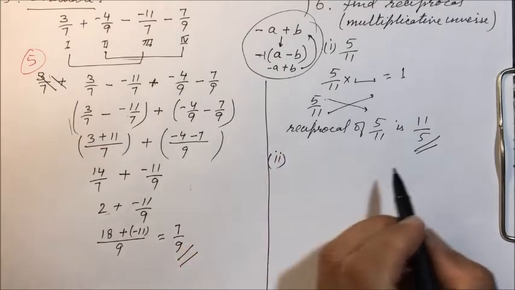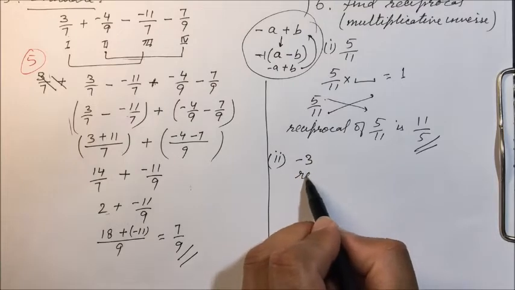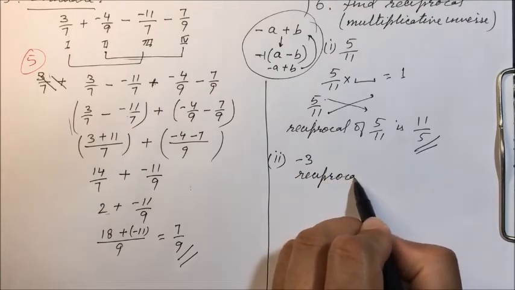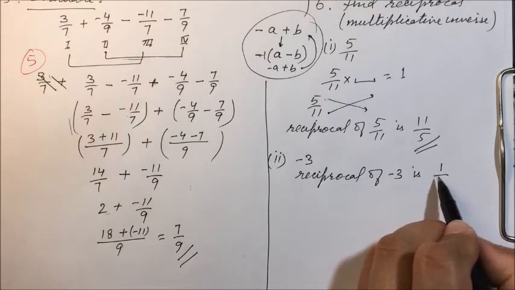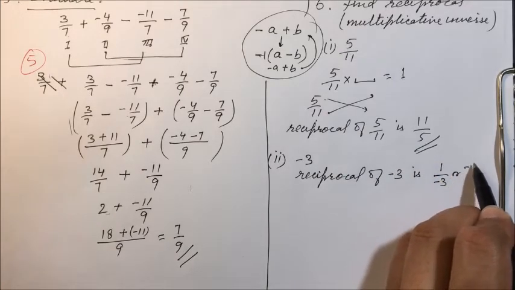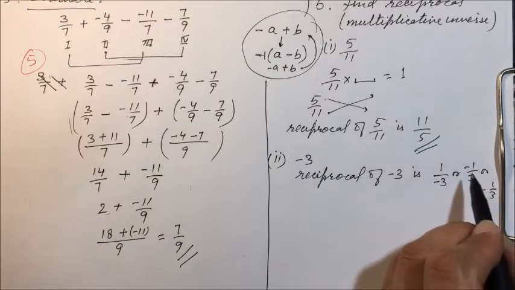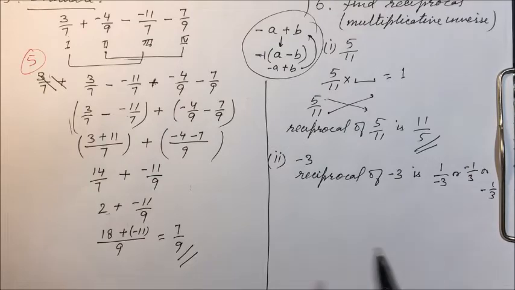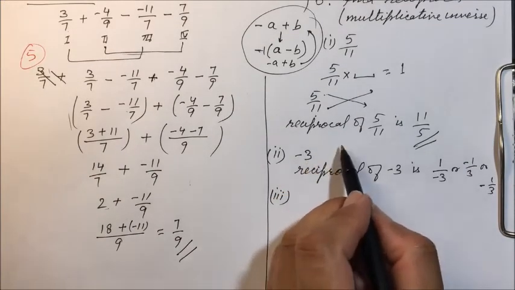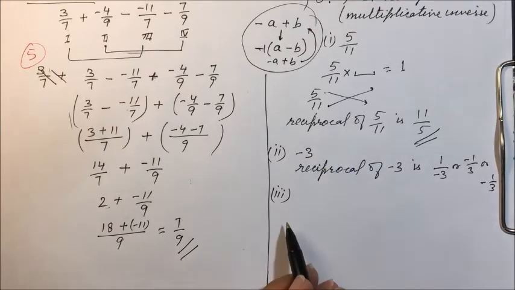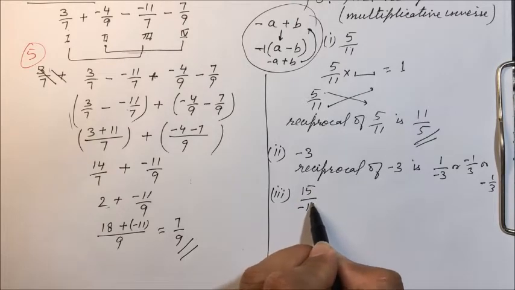Second, minus 3. So its reciprocal, to write it complete: the reciprocal of minus 3 is 1 upon minus 3, or you can write minus 1 upon 3 or minus of 1 upon 3. These all are right. These are the standard forms you can write. And never write minus 3 equal to minus 1 upon 3. That is wrong.